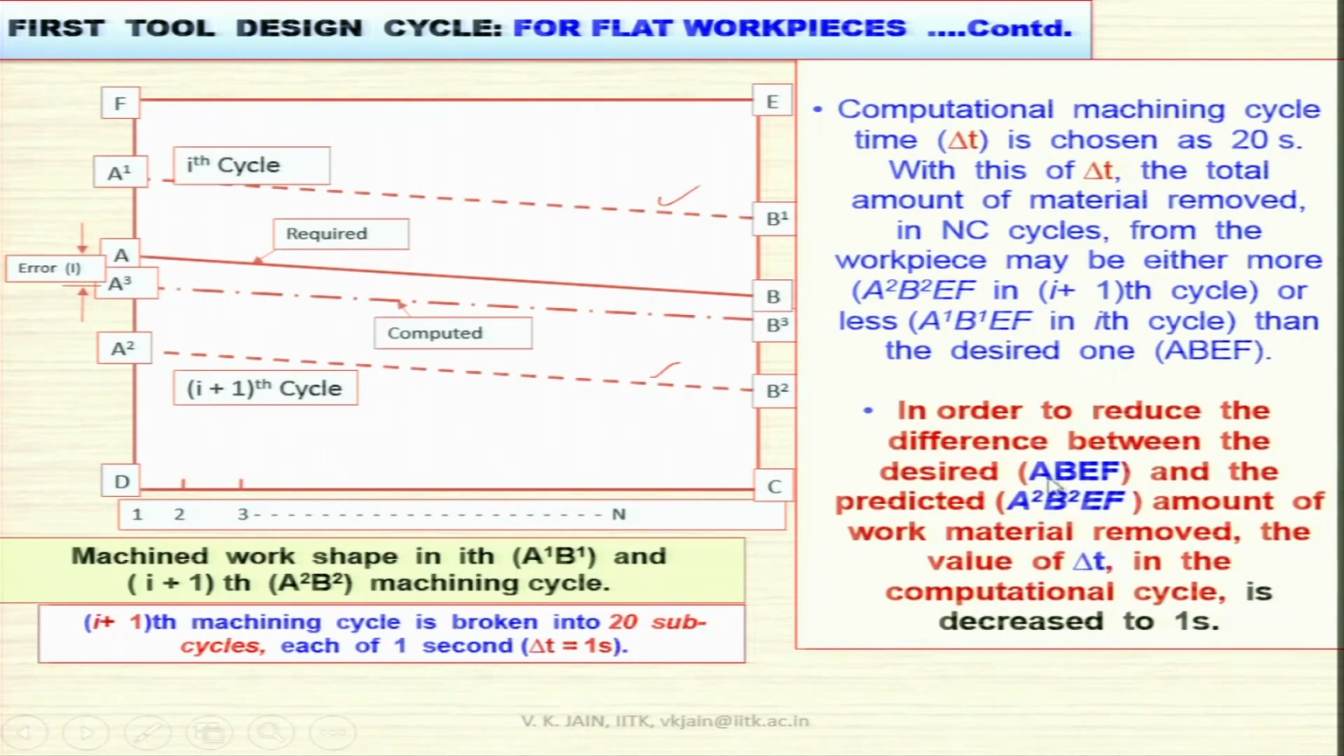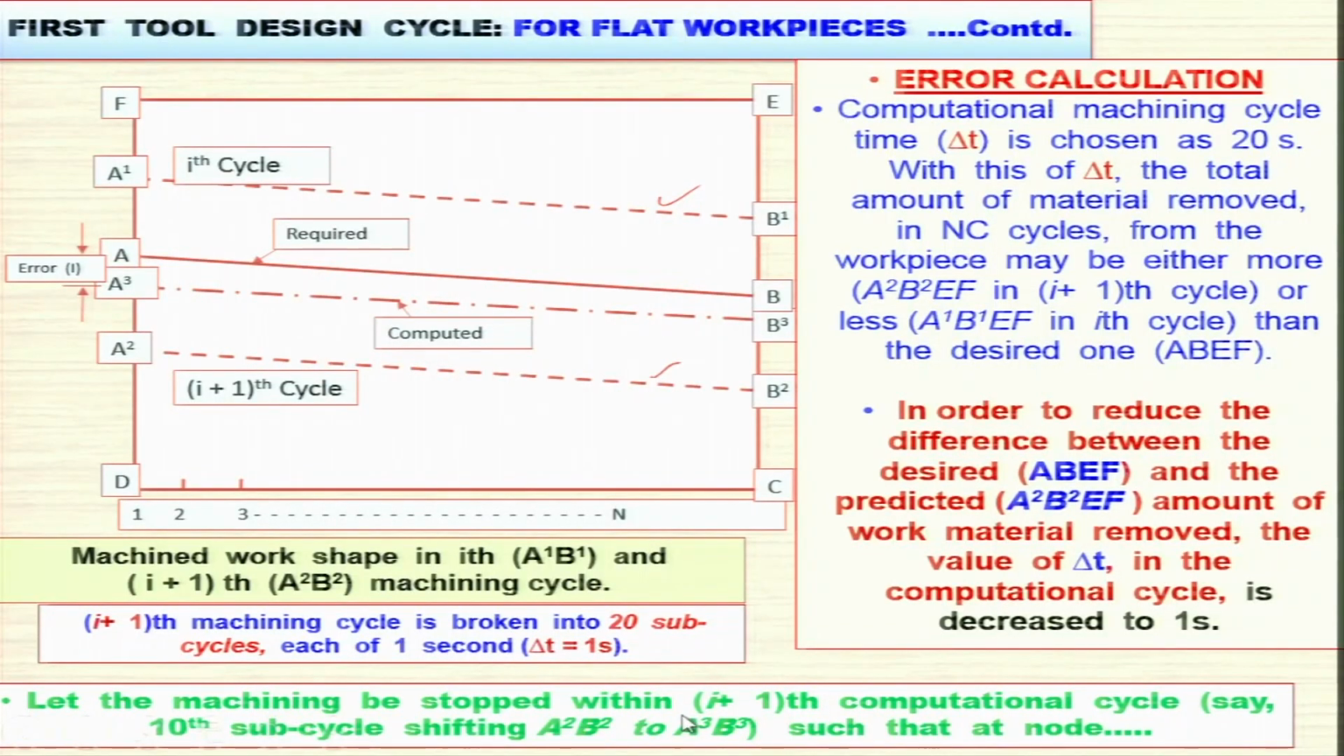In order to reduce the difference between the desired ABEF and the predicted A2, B2, EF amount of work material removed, the value of delta t in the computational cycle is decreased to 1 second, because this is either high or low because of the difference in one cycle. So what you can do, you can divide this 20-second cycle into 20 cycles each of 1 second.